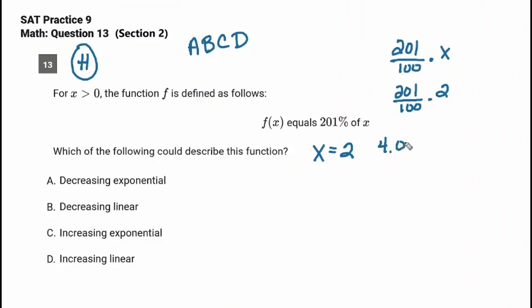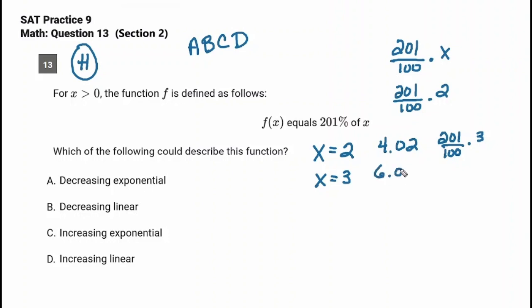All right, what can we do with that information? Very little. We got to plug in again to see what's going to happen. Is it going to go up, down, and how? So let's just plug in the next number, 3. We plug in 3, it's going to be 201% of 3. Once again, do it on your calculator. 201 times 3 divided by 100. And when you do that, you're going to get 6.03.